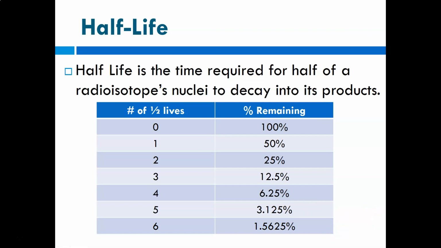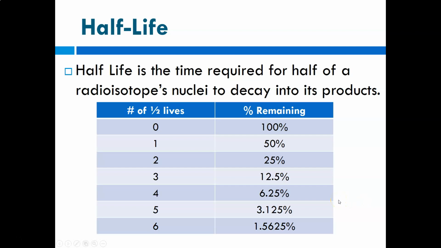Some half-lives are very, very short, milliseconds. Some half-lives are very, very long. They could be millions of years. It just depends on the specific radioactive material that you're looking at. I would never expect you to know what the half-life is for a specific element. You would either be told it in the problem, or it might be what you're calculating for. But I'm not going to ask you to memorize a bunch of half-lives.